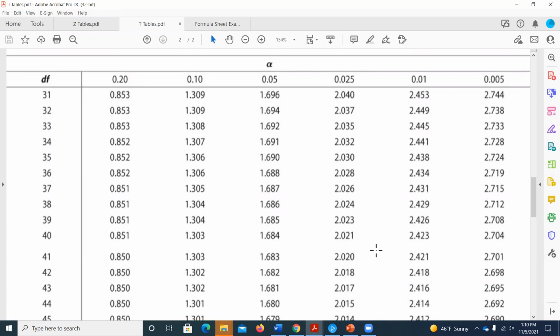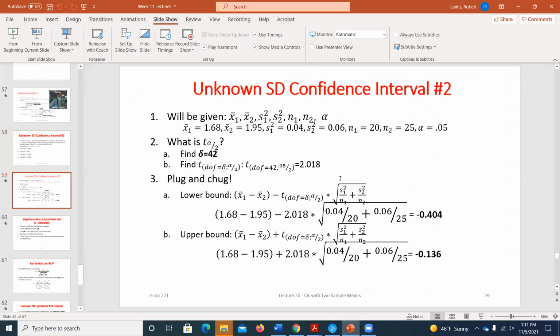But once I have that, it's really just a matter of plugging everything into those equations, right? Coming up with my upper and lower bound, adding that margin of error to my upper bound, subtracting the margin of error from my lower bound, okay?